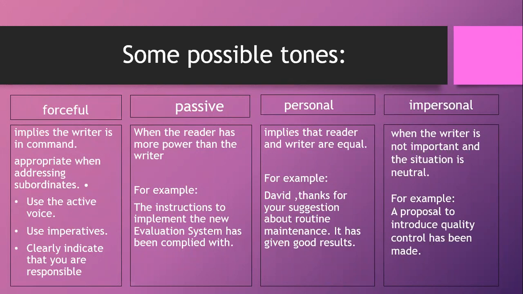So forceful, passive, personal, impersonal. Forceful, the writer is in command. Passive, the reader is in command. The reader has more power. Personal, it's between friends or on the same level. And impersonal is when it's written from an outsider's point of view, just to give information, for example, a magazine or newspaper. Is that clear?